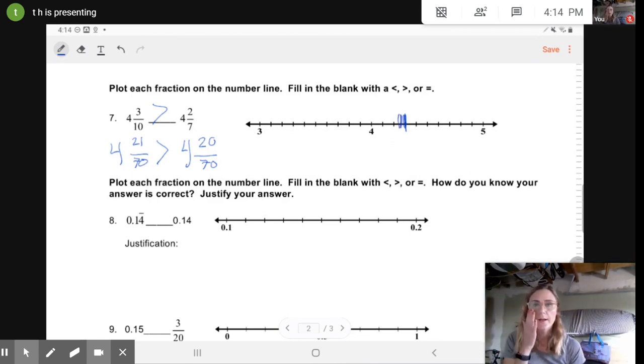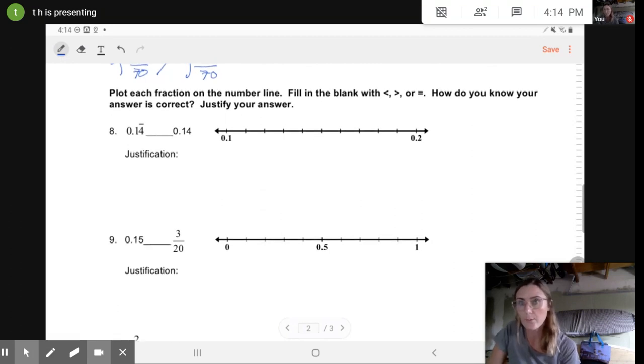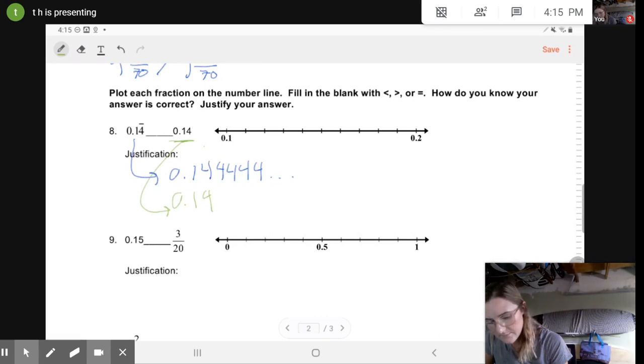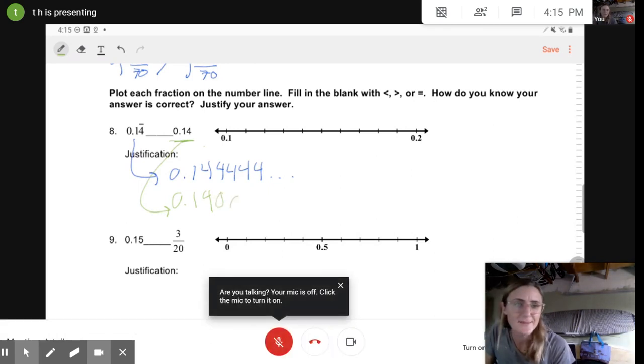Okay. Plot each fraction on the number line, fill in with less than, greater than, or equals to. How do you know your answer is correct? Justify your answer. So justify is basically saying explain your answer. Okay, 0.14, but that bar over the 4 says that that is repeating. So if I were to rewrite this, this would be 0.144444 forever. Okay. If I were to rewrite this other one, 0.14, well, this would just be 0.14. And you could write zeros there. We don't normally write the zeros though.